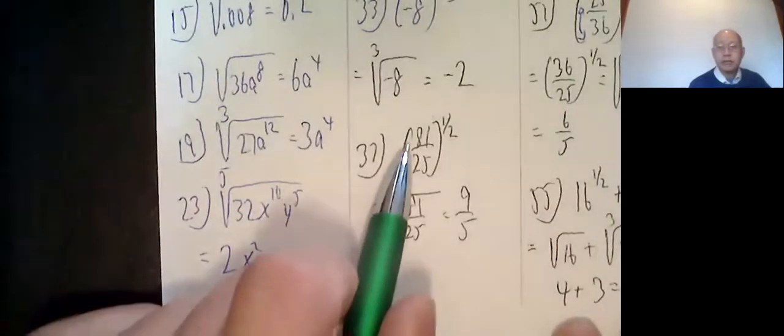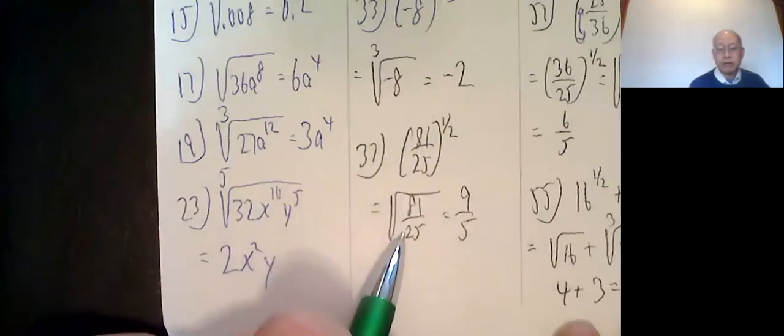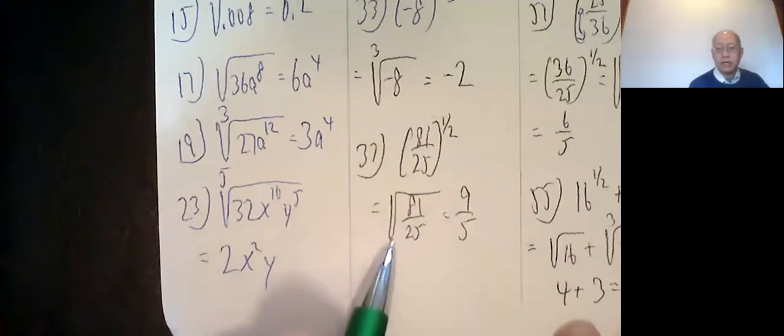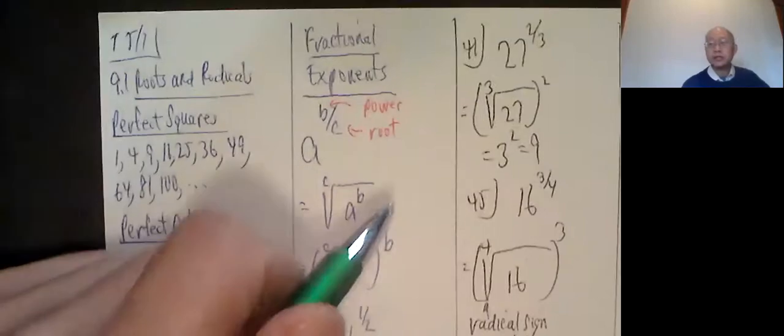Okay, 37, blah, blah, blah to the 1/2 means square root. Square root of 81 over 25. Square root of 81 is 9. Square root of 25 is 5. Now this is a little bit tougher.